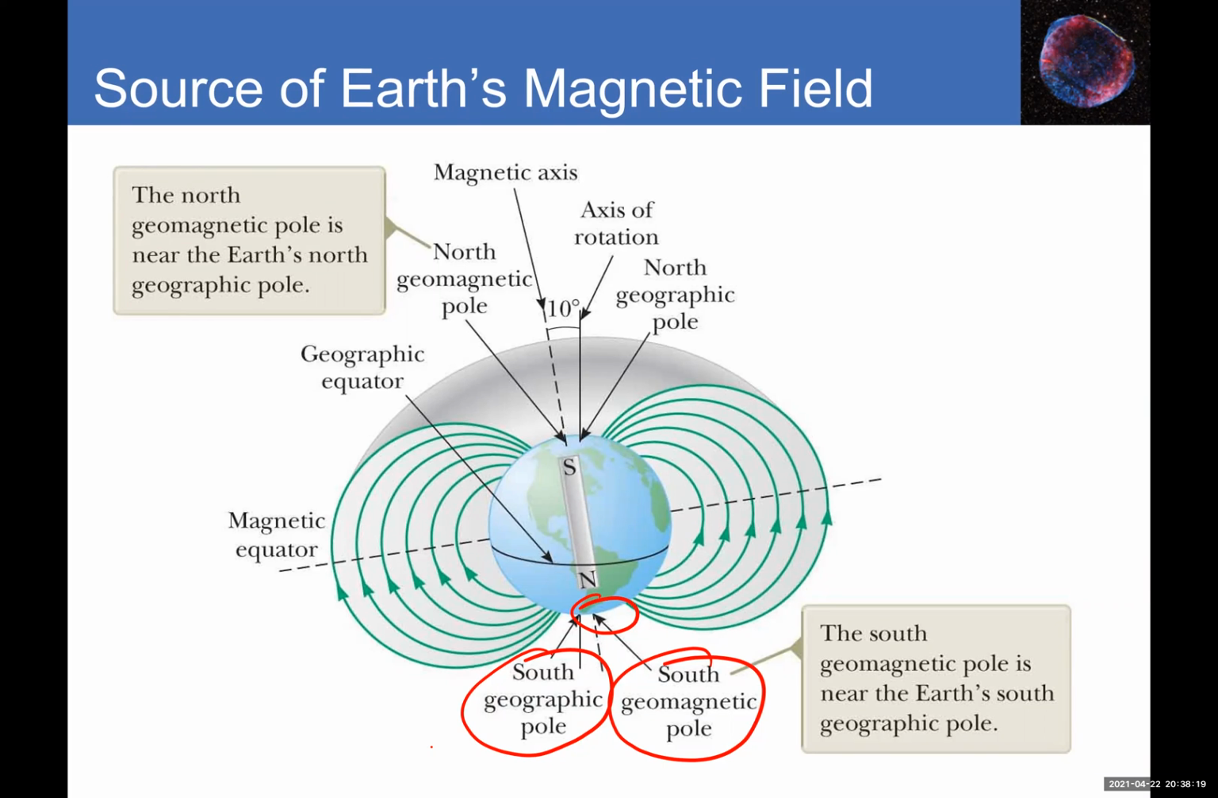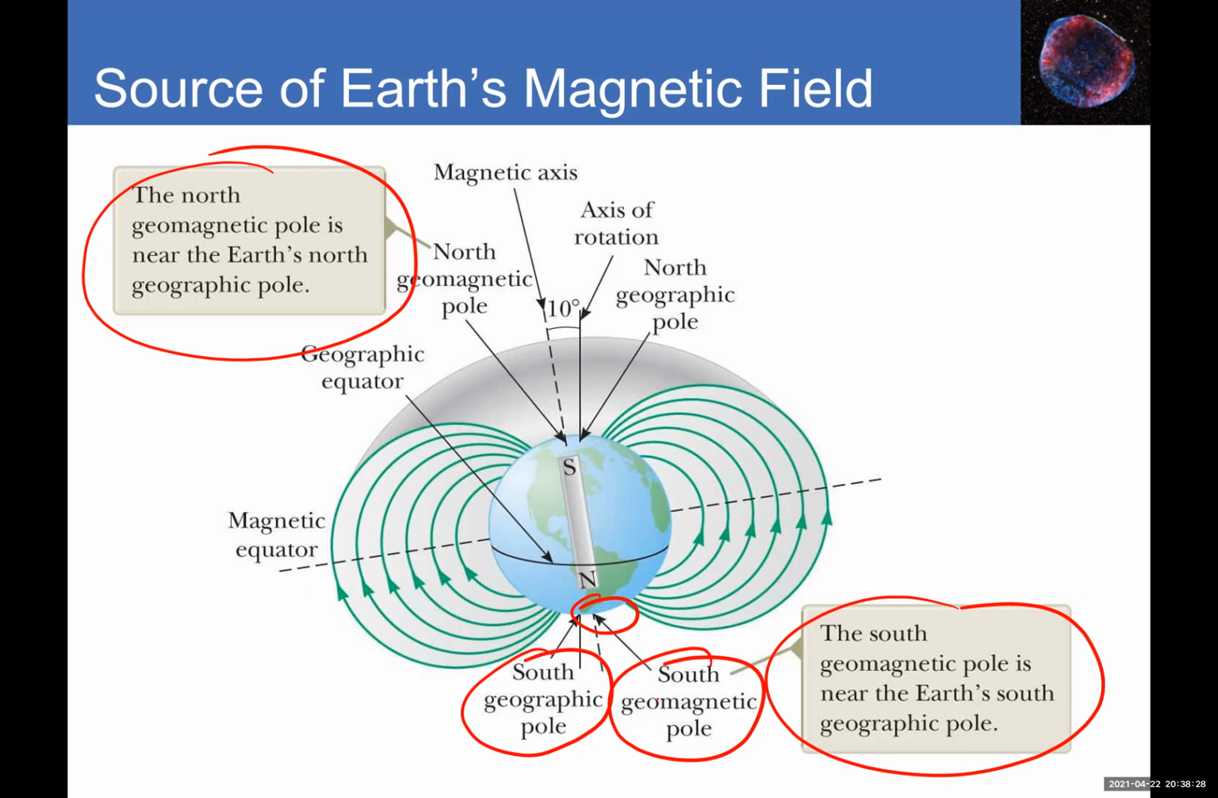So one of the things we have here is you can see, right, the North geomagnetic pole is near the Earth's north geographic pole, and South geomagnetic pole is near Earth's south geographic pole. Now, those magnetic fields basically make life on the planet possible. They play an important role in making the planet habitable. Not only do they allow us to find the direction using a compass, they are also very important in preventing the very high energetic particles from the sun reaching the Earth's surface.